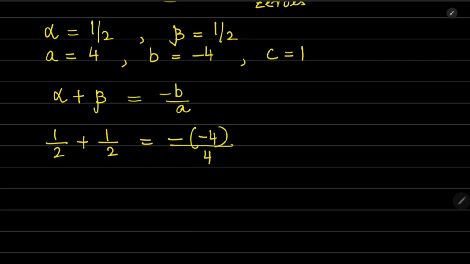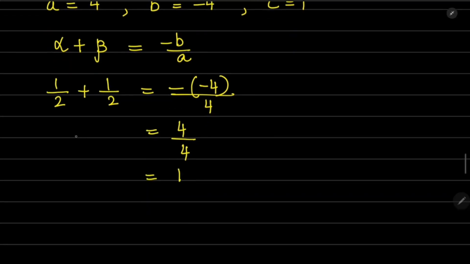A is 4. Okay, so minus into minus is plus, 4 by 4, which is equal to 1. That is your RHS. In your LHS, what will you have? Take the LCM, which is 2. So 1 plus 1, 2 by 2 is also 1. Right? So we have verified.